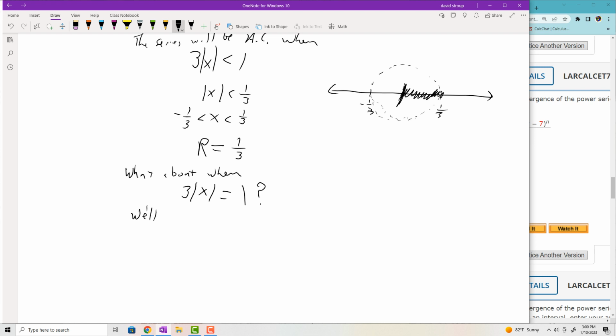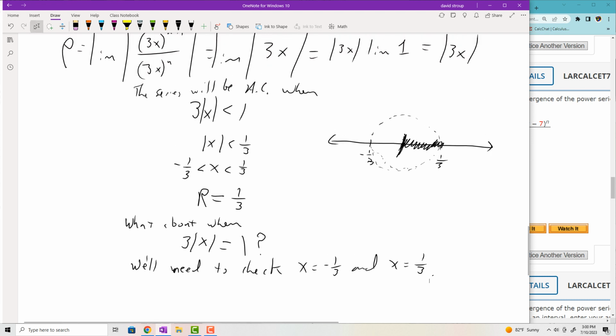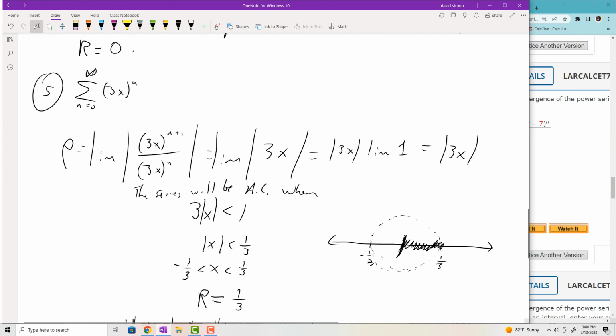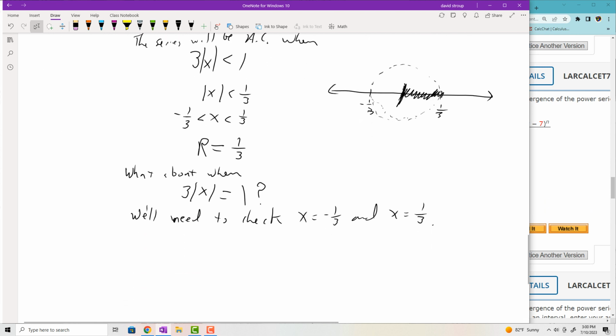So we will need to check x equals negative 1/3 and x equals positive 1/3. And then this will just turn into a 9.2 to 9.6 problem. You're plugging these numerical values back into our summation. Let's remind ourselves the sum was this, 3x to the n, sorry.